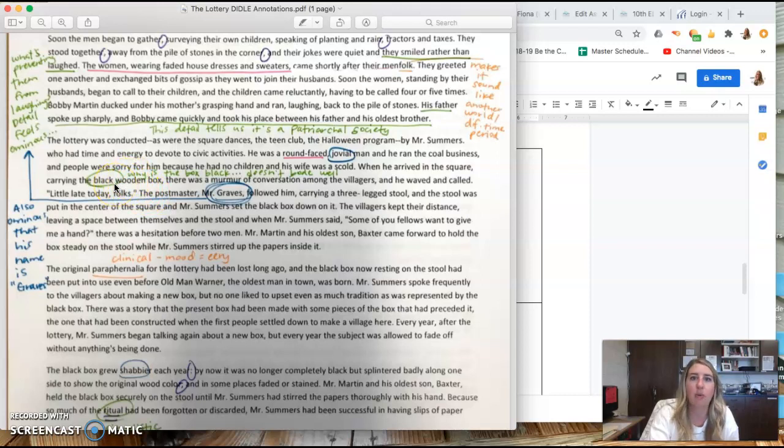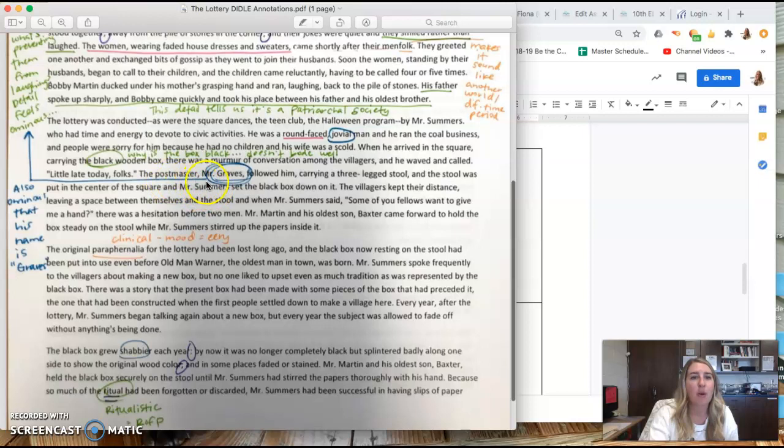And then they talk about when they arrived in the square that this man was carrying, and it's funny, his name is Mr. Summers, this very happy sort of name, right? Was carrying a black wooden box. And why does this box matter to all of these people?